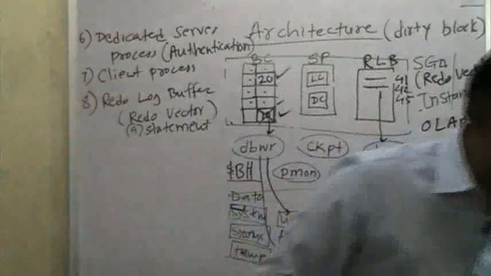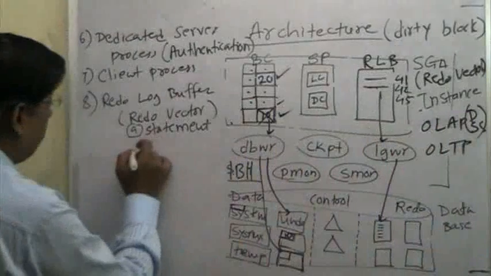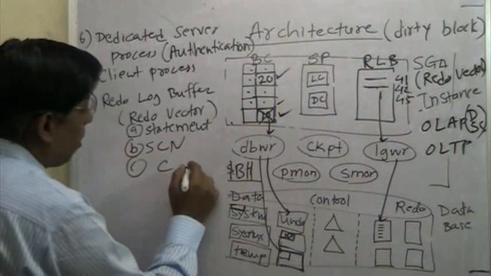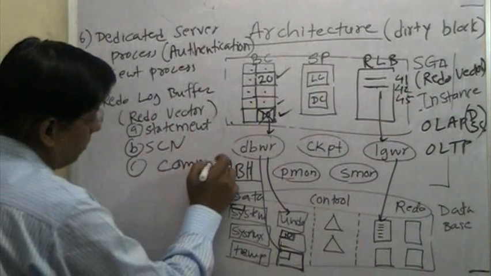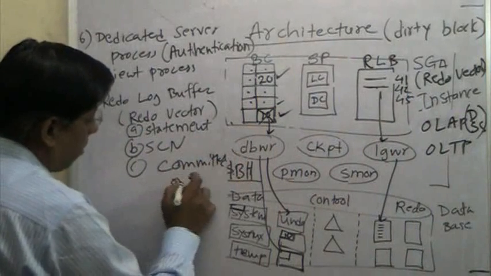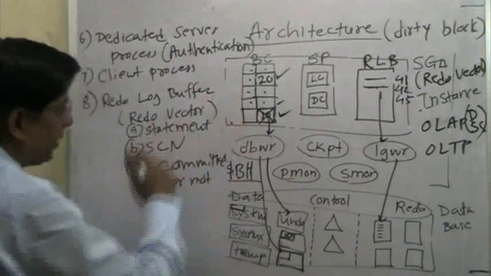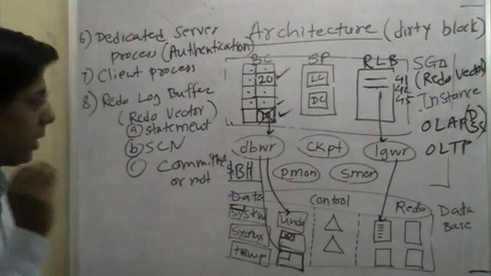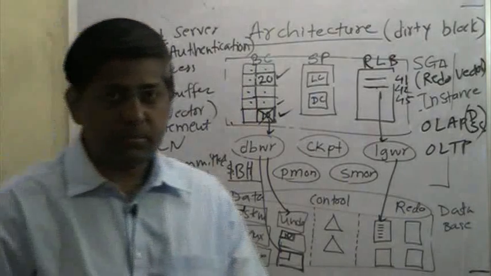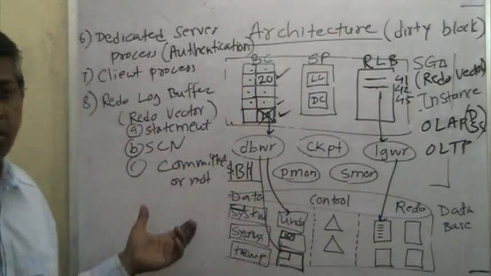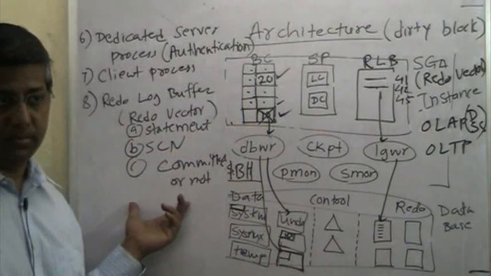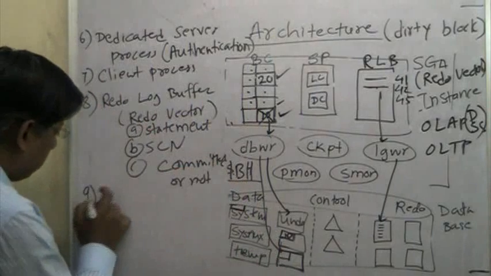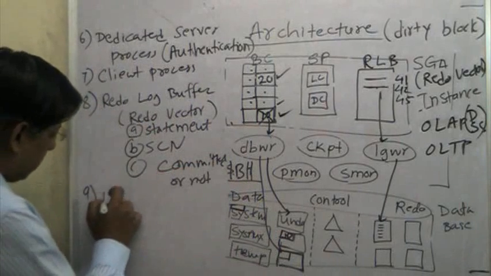So you should know what an SCN number is now. The second is the SCN number, and third is information on whether it is committed or not. That can be found out by some other pieces of information. These things are important, written inside the redo vector, and they help us later to do the recovery. This is a word which is loosely used, recovery.